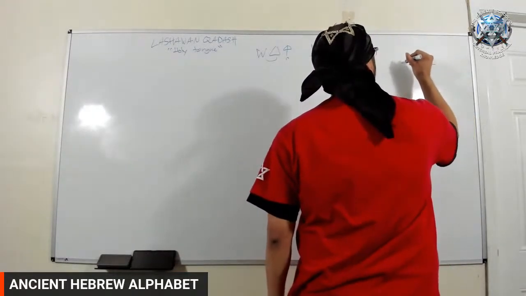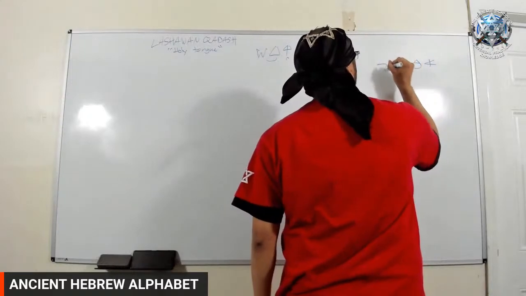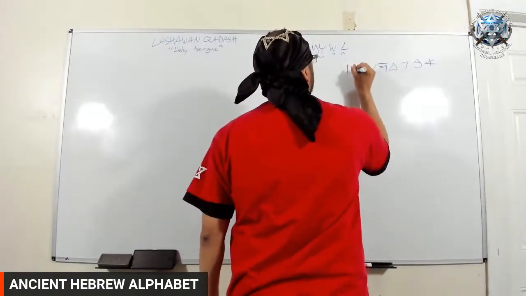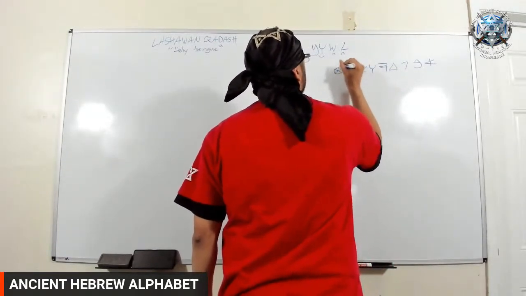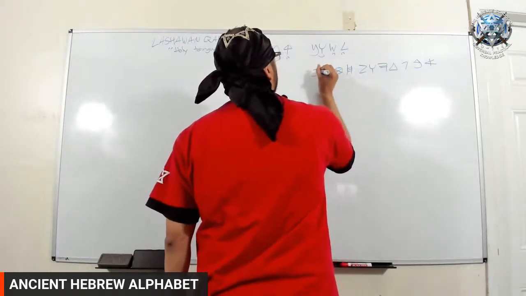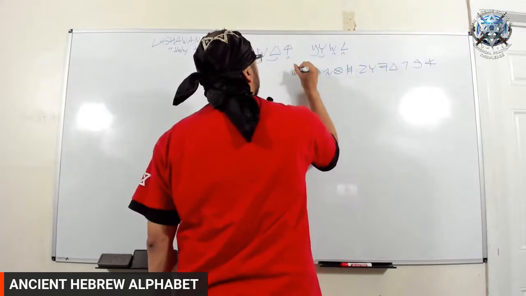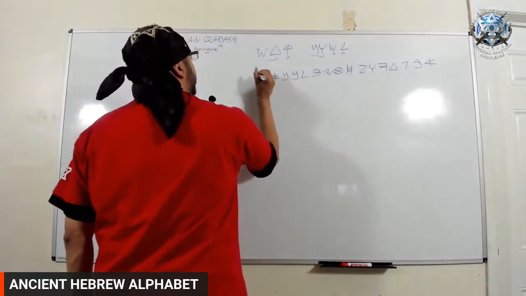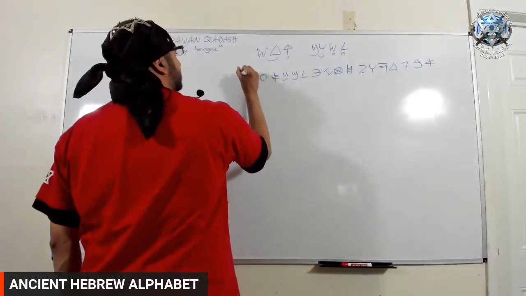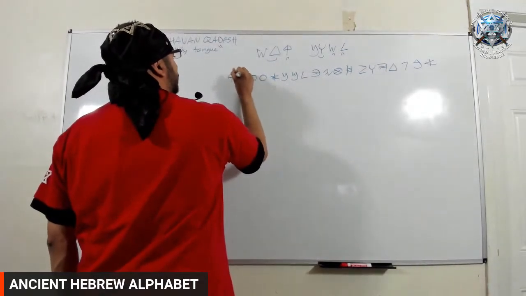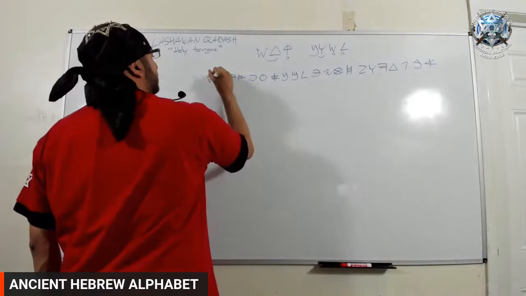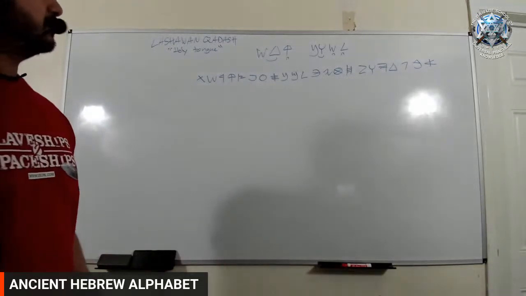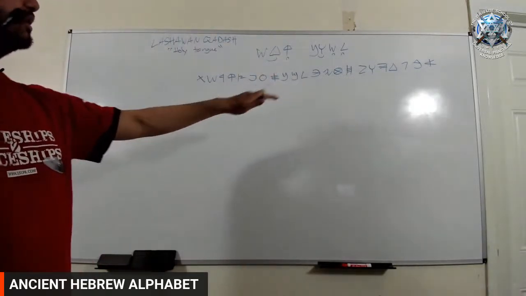A, ba, ga, da, ha, wa, za, ka, ta, ya, ka, la, ma, na, sa, I, pa, taza, qua, ra, sha, tha. And there's the ancient Hebrew alphabet. We just went through them letter by letter, drilling each one.